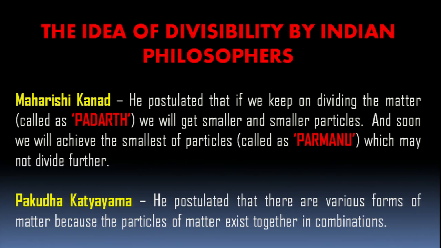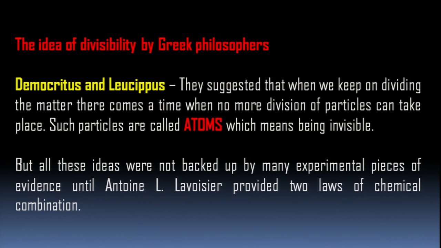Pakudha Katyayana, another philosopher, postulated that there are various forms of matter because the particles of matter exist together in combination, and that is still accepted now. Not only the Indian philosophers but Greek philosophers like Democritus and Leucippus suggested that when we keep on dividing matter, there comes a time when no more division of those particles is possible. Such particles they called atoms, which means being invisible.